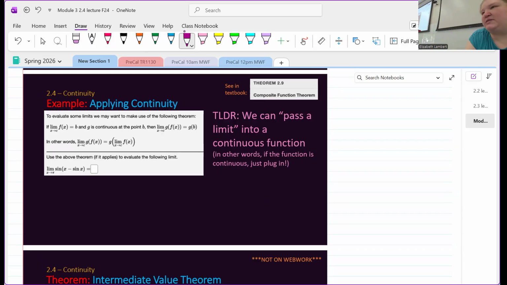Like our trig functions, rather, our sine and our cosine functions are continuous everywhere. Our other trig functions have vertical asymptotes, so they're continuous almost everywhere. As long as your limit value isn't at an asymptote, then you can pass the limit in and keep doing the work.